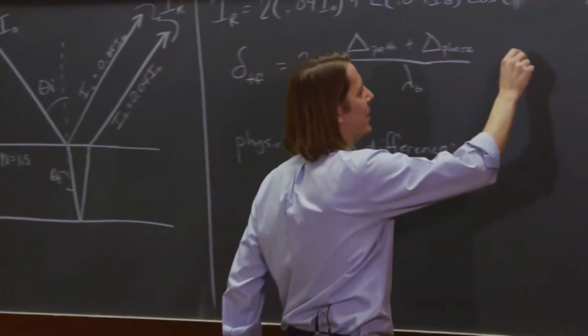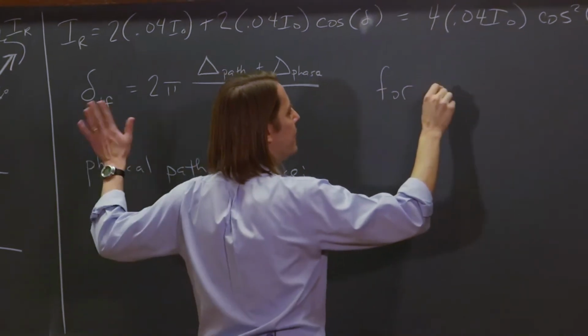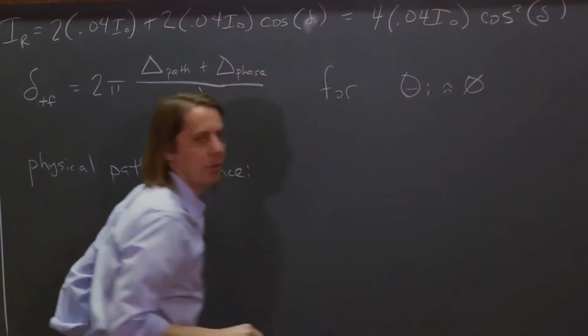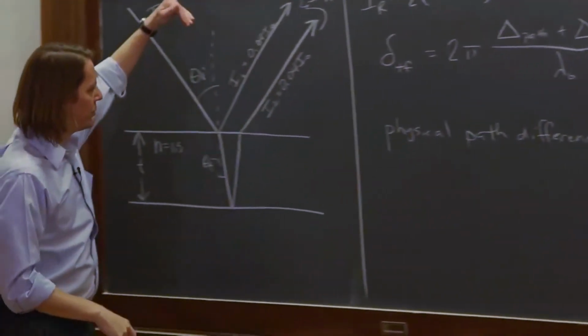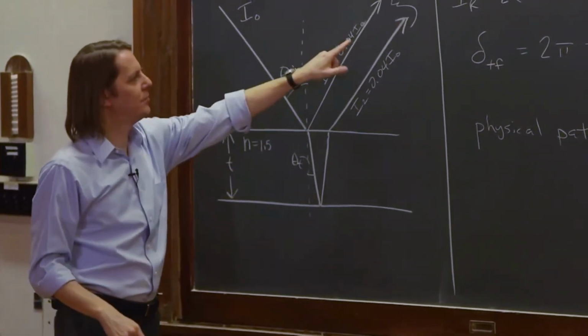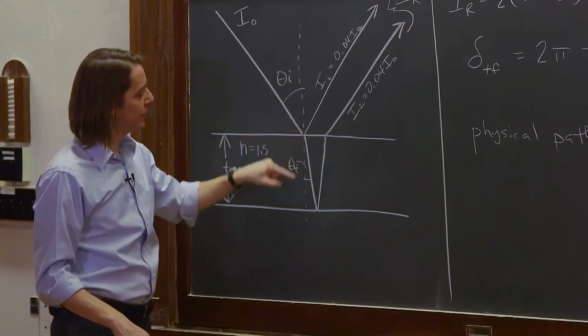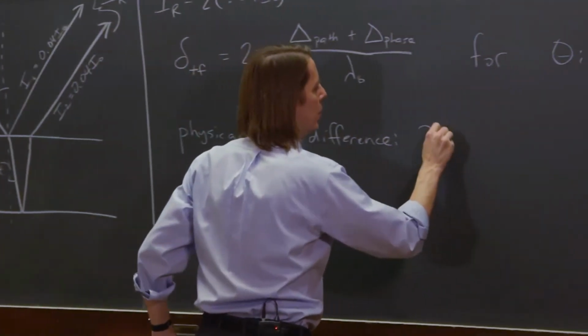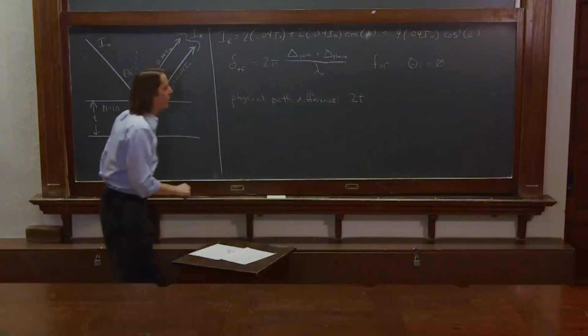And now I forgot one thing I meant to write. We're doing this for theta I approximately equal to 0. So we're just doing this for very close to normal incidence. That's what makes these 4%. And that's also what makes the physical path difference 2t. Right? The physical path difference is 2t, twice the thickness.